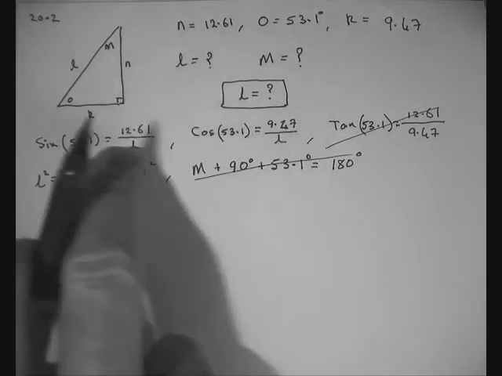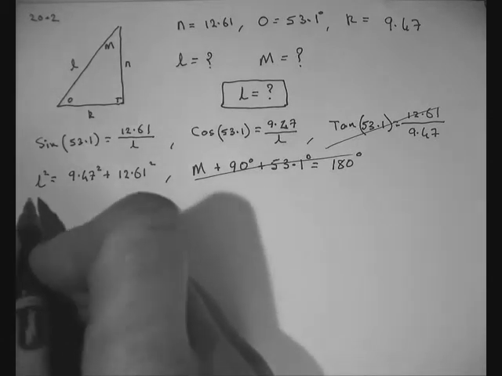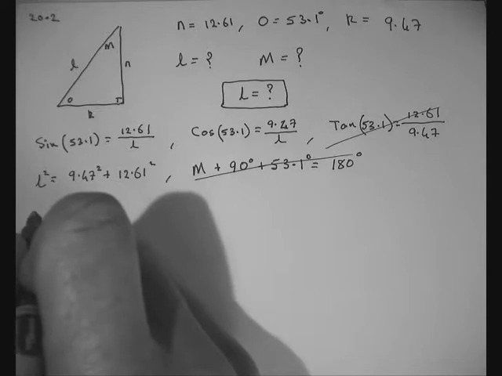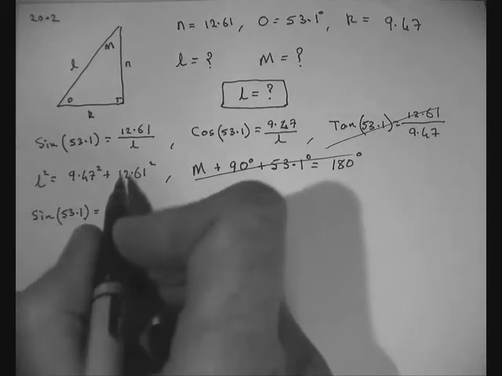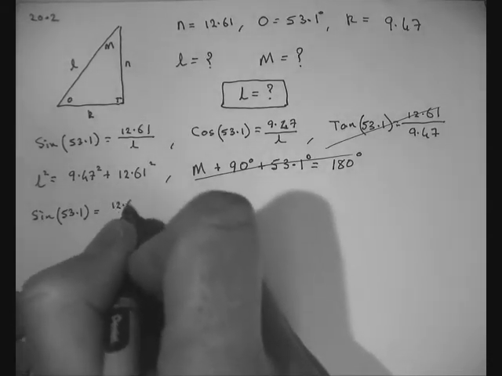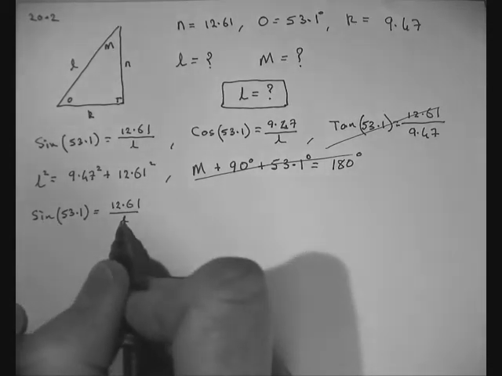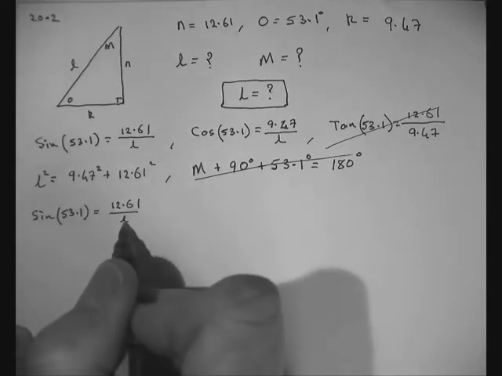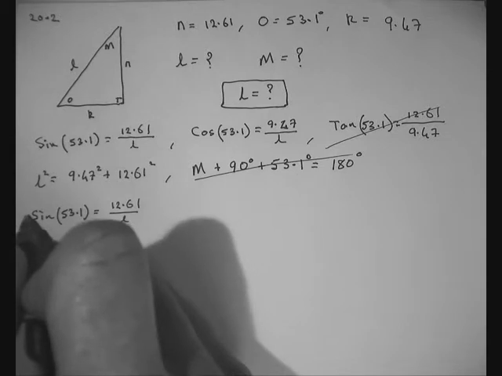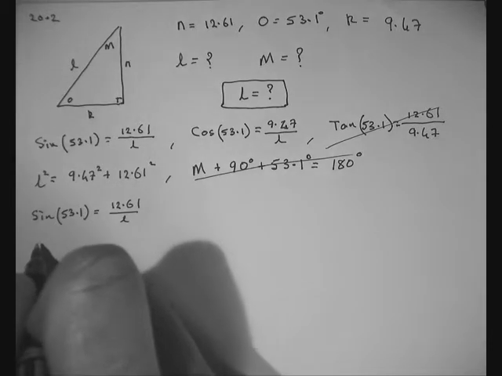We have three now we can try. We know they will work. They're an equation in one unknown, and that unknown is L. Let's try the sine of 53.1. So we have the sine of 53.1 is equal to the opposite side, which is 12.61, divided by L. We want to isolate L. It appears here in the denominator of a fraction. We want to get rid of that. It's a divider here. This is an equation. If we multiply each side by L, we'll have an L on this side, and an L and a divider here will cancel each other out. So let's just go ahead and do that.